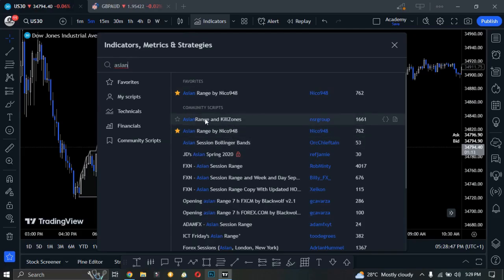I think this one looks nice as well, but I'm not using it. I have an idea of what this would be. This is something that is nice, but anyways, this is the one we need, Asian range. Let me see what this looks like. So you want to activate the Asian range by Nico948.